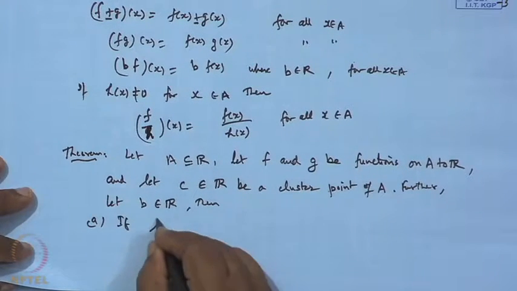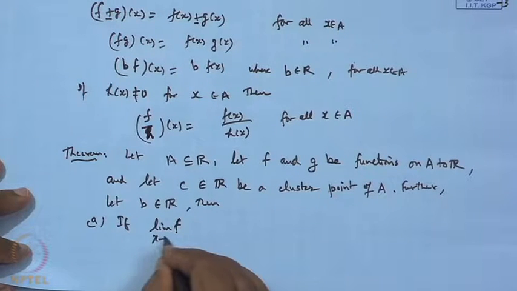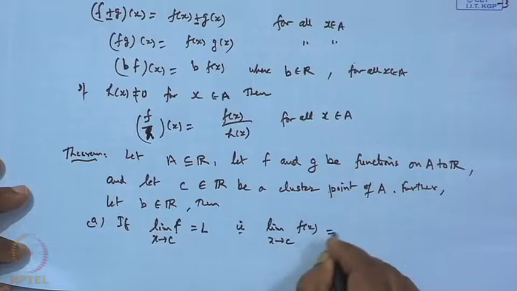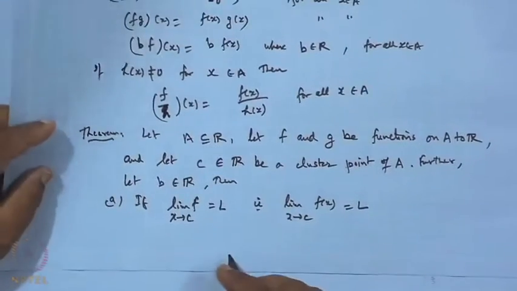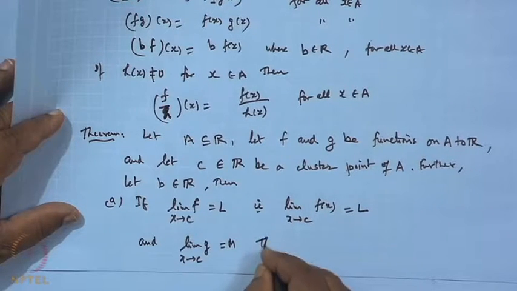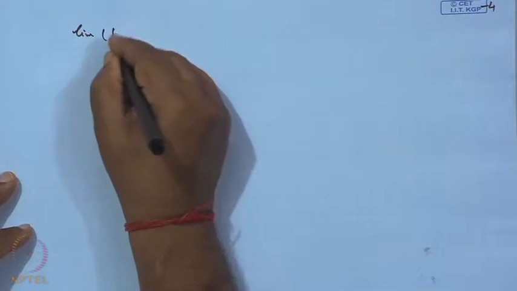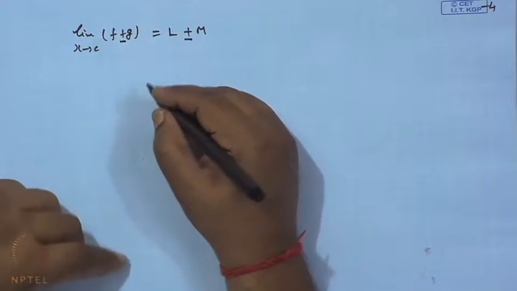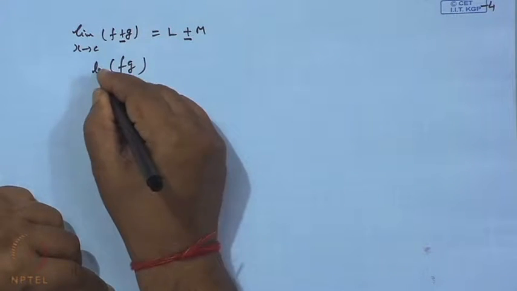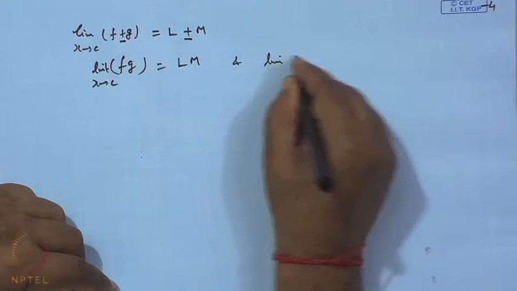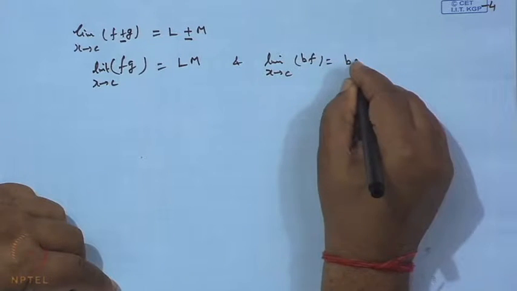If the limit of f as x tends to c is L, and the limit of g as x tends to c is M, say, then the limit of the sum (f plus g) as x tends to c will be L plus M, the limit of the difference will be L minus M, the limit of the product f g as x tends to c is L M, and the limit of b f as x tends to c is b times L.